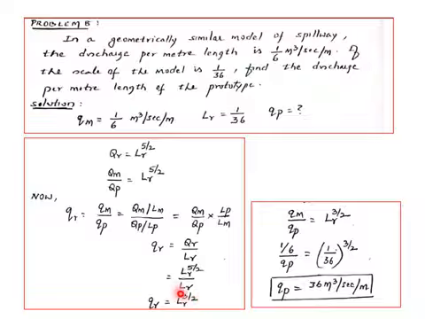Now I am using this ratio rather than the other one, because here the discharge per meter width is given, in meter cube per second per meter. That's the reason I am using Lr to the power of 3 by 2. Here the discharge in the model per unit width is 1 by 6, and qp has to be determined, which is 36 meter cube per second per meter.